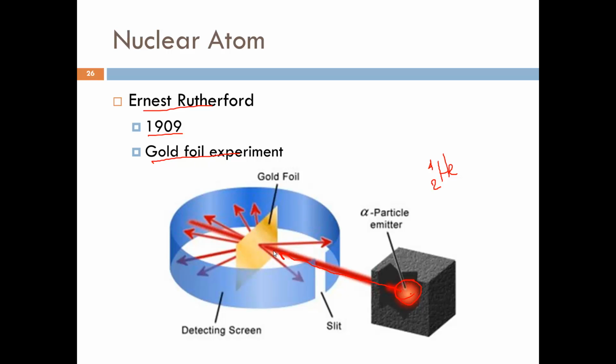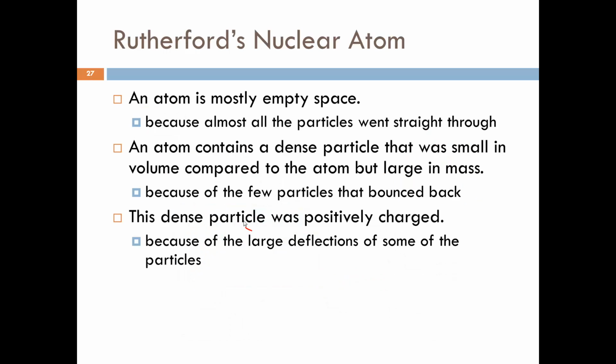But what he noticed is that things were reflected off, and some of them shot all the way back. So that means that there was something inside the foil that was interacting with something inside the alpha particle. And so he realized then that there was actually mostly empty space in there. And that's how he came up with the nuclear atom. It's an atom that is mostly space because almost all the particles went straight through.